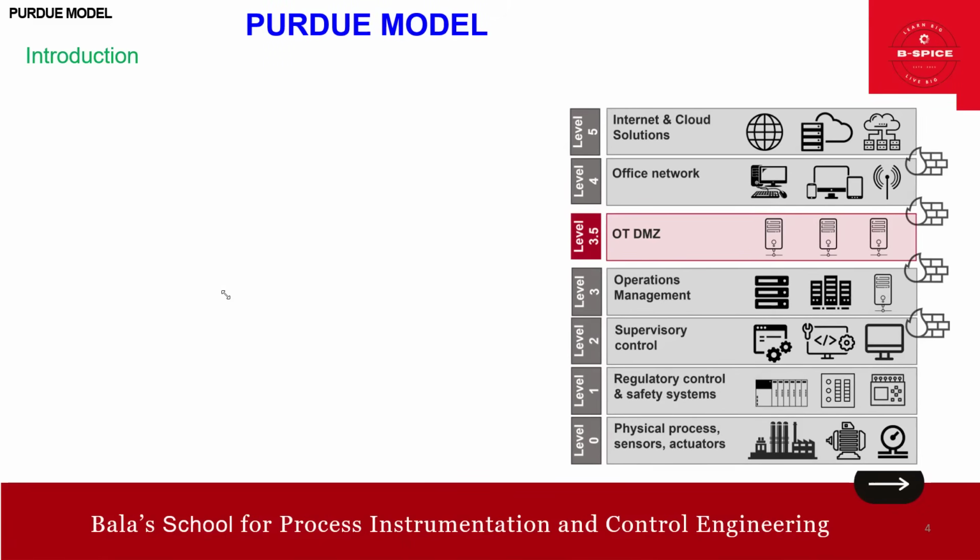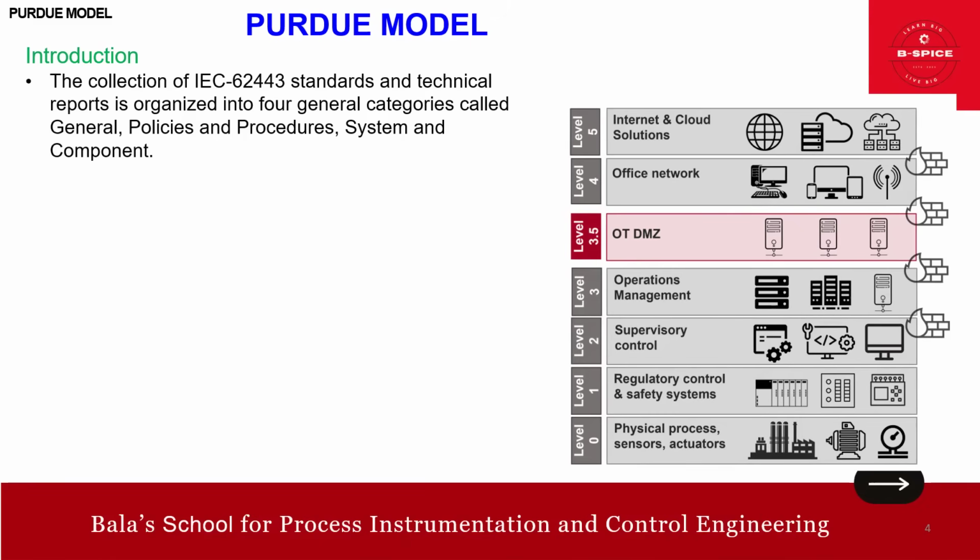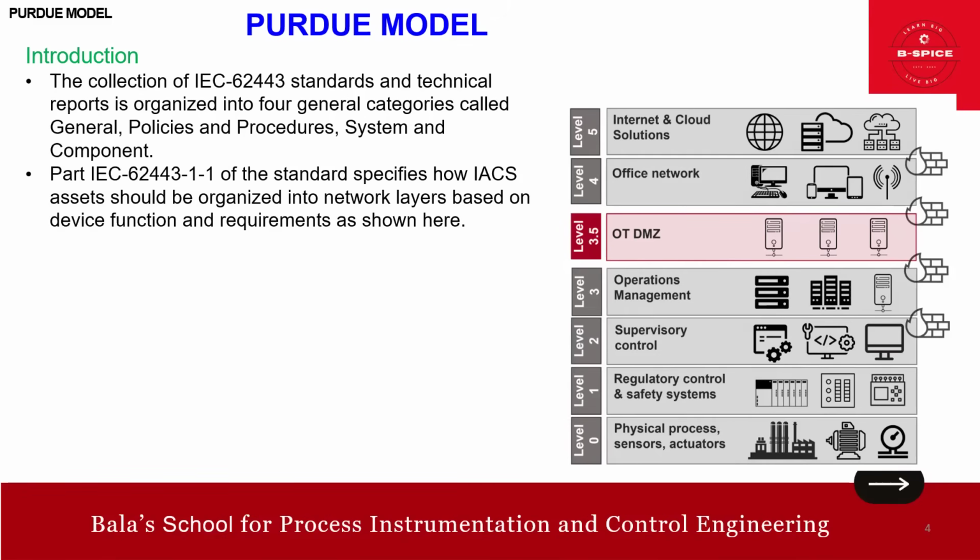A few more to add. The collection of IEC 62443 standards and technical reports is organized into four general categories: general, policies and procedures, system, and component, which we already dealt with in detail. You can watch and get benefited. Here we are not going to detail that. The aspect of this discussion is more on the various levels of architecture. Okay, so part 62443-1, that is part 1 of the standard, specifies how the IACS assets should be organized into network layers like this, based on the device function and requirements as shown here.